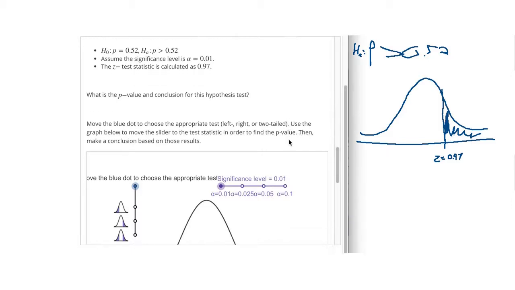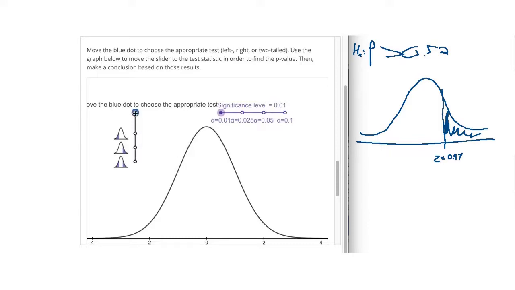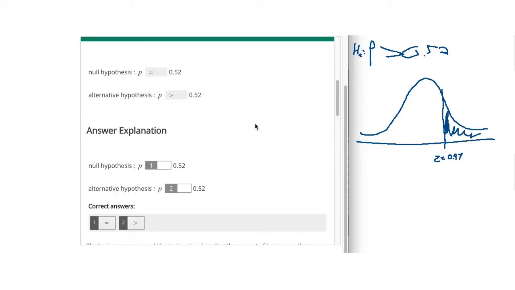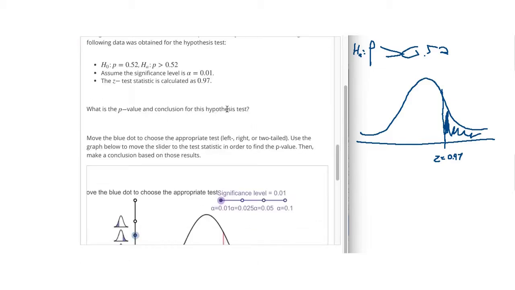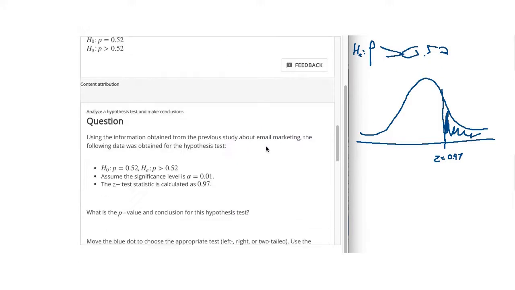Okay, so what's the p-value conclusion for this hypothesis test? We said it's a right-tailed test. Let's do that. The significance level, I don't know why they make us drag this. Where is it? Significance level is 0.01. Oh, right there, 0.01.